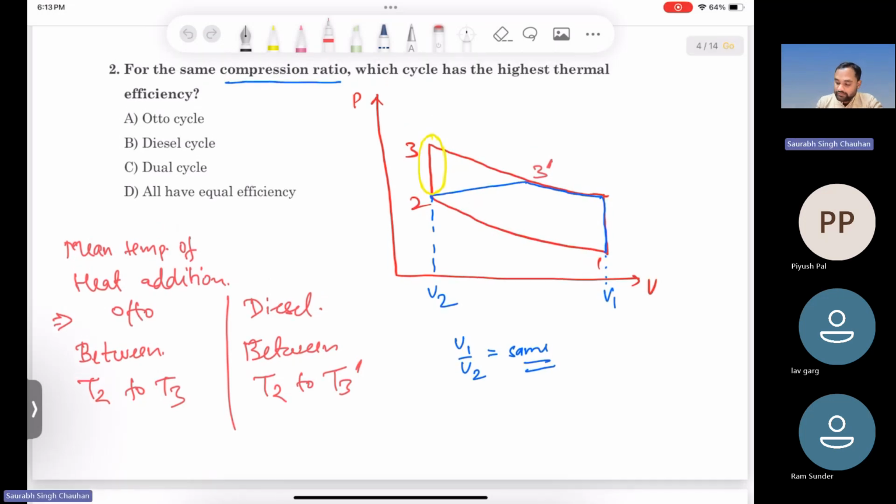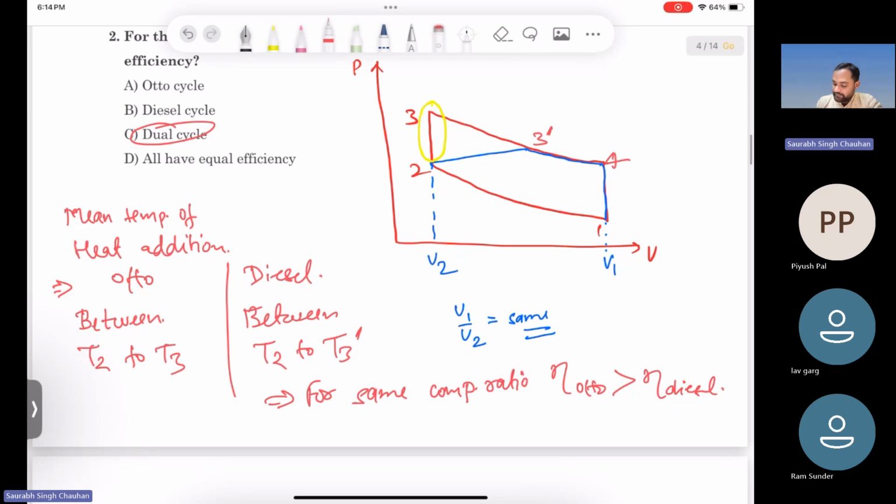And all other processes are the same. Compression ratio is the same and the heat rejection process is the same. So for the same compression ratio, the efficiency of the Otto cycle is greater than the efficiency of the diesel cycle. And the dual cycle is in between these two cycles.